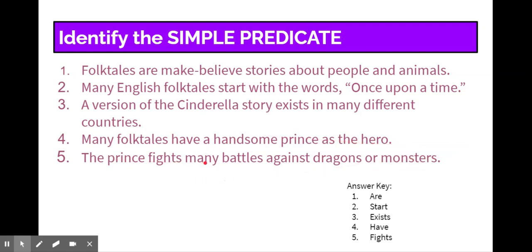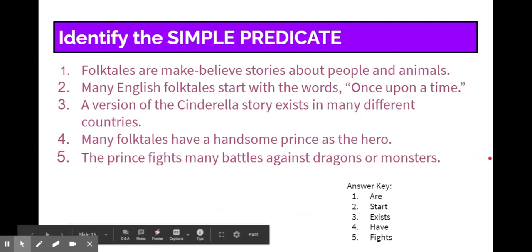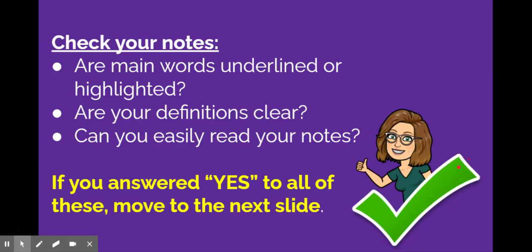Number 5, the prince fights many battles against dragons or monsters. What does the prince do? He fights. So make sure you write these down. If you need to make any changes, now's the time. You can always pause it. Remember, it's a video.